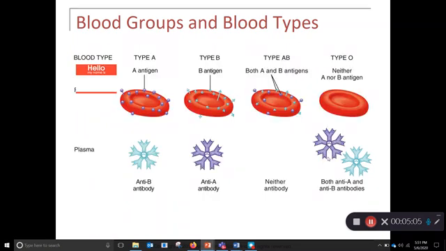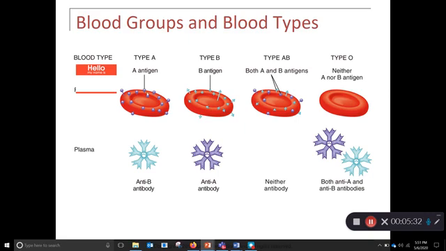This little chart demonstrates what can happen within your body. Again, these antigens are sort of like this hello, my name is. If you are type A blood, you have the A antigen. If you are type B blood, you have the B antigen. If you are type AB, you have both A and B antigens. If you have neither of them, you are type O.